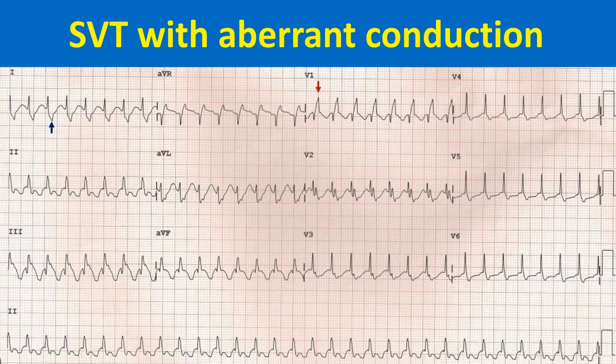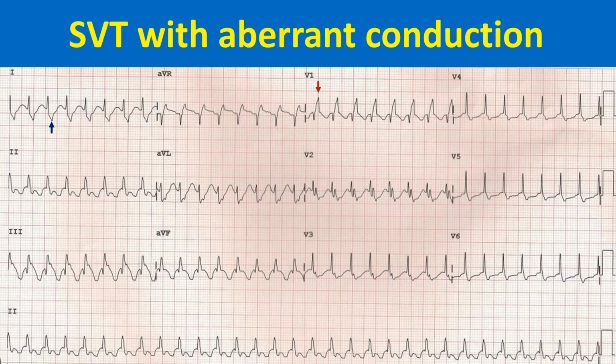Atrial flutter with 2:1 conduction is an important differential diagnosis for this ECG. Vagal maneuvers can be used to slow the AV nodal conduction and alter the conduction ratio to bring out hidden flutter waves if any.